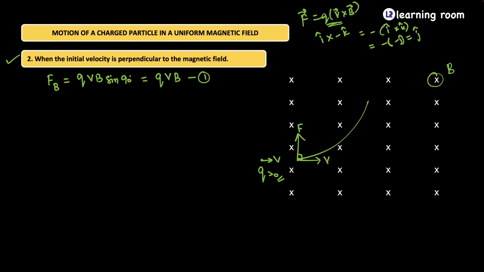At this point, if I take the direction of velocity, it is going to be in this way. So velocity is always tangential to the path at that point. Now if I apply Fleming's left-hand rule, observe: forefinger into the plane, central finger in this direction, and the thumb, if you extend it, is going to be in this direction. So force will be like this.